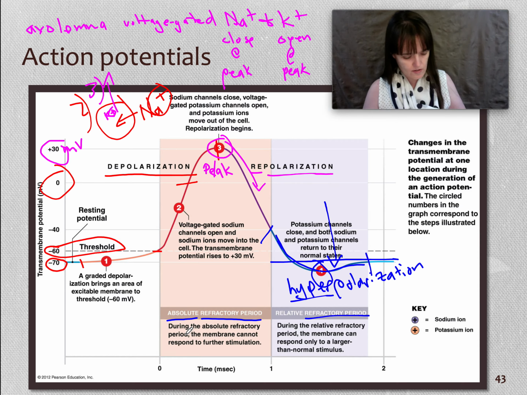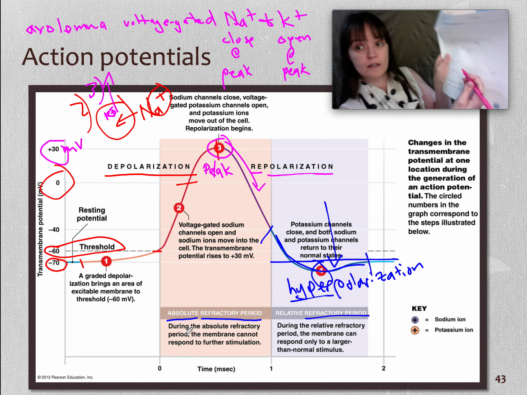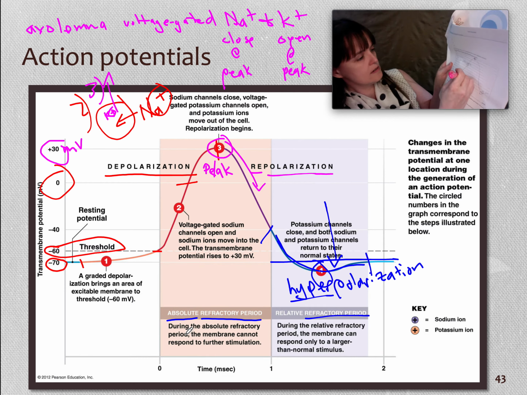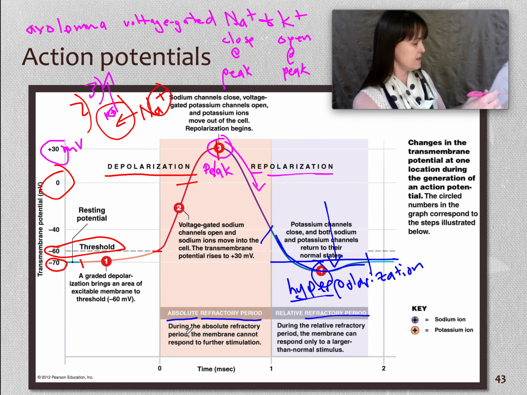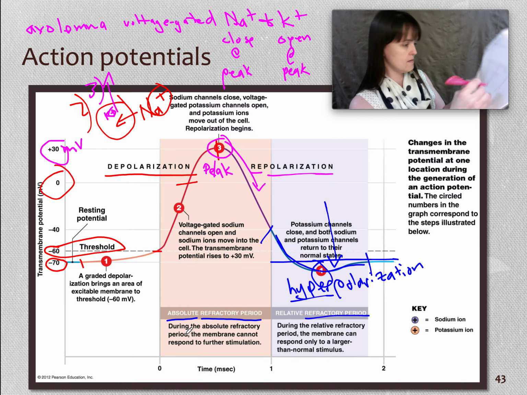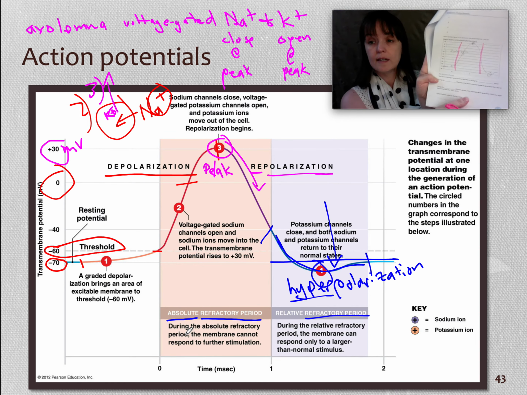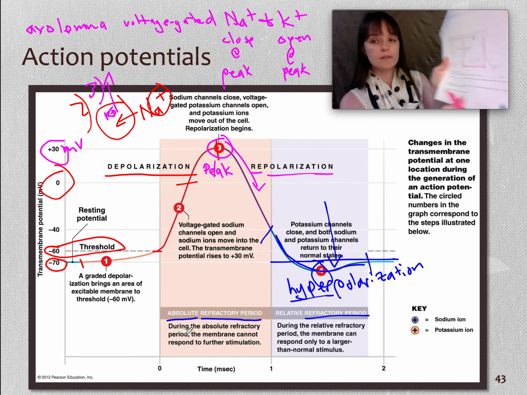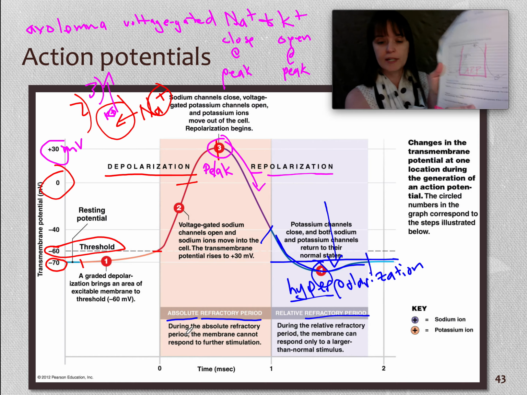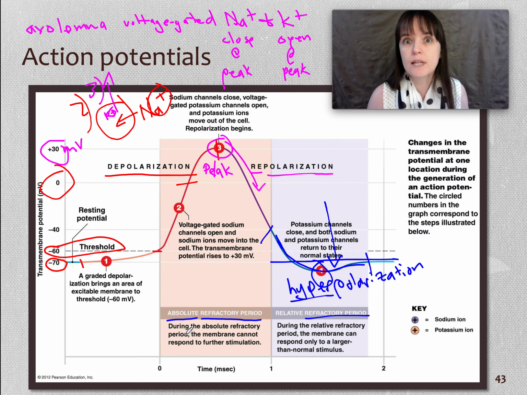So we start at threshold and we go till about -40. Okay, so about like that. The pink area is the absolute refractory period. Absolute refractory period, where you absolutely cannot start a new action potential.